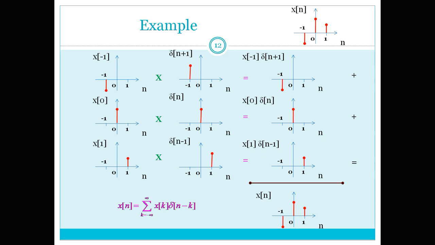Okay, so what we need to do, we can represent our signal as the superposition of multiple of the value at that k and impulse response applied at that k. Okay, very simple concept. So this is the explanation regarding impulse response.